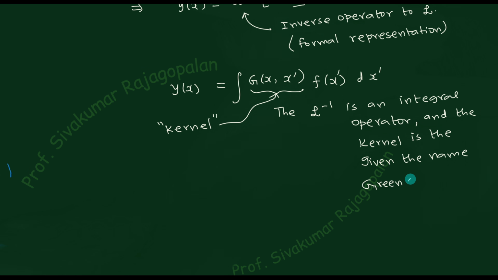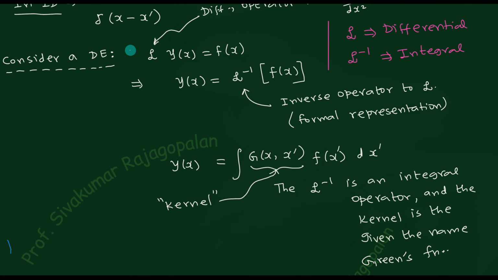So now you are able to understand that the inverse operator is an integral operator. The integral of something should be there, right? That something is called the green function. We are going to give the name green function, that's all. What is the green function? It is yet to be determined. We are only giving the name for the time being. How to determine the green function, we will see now.